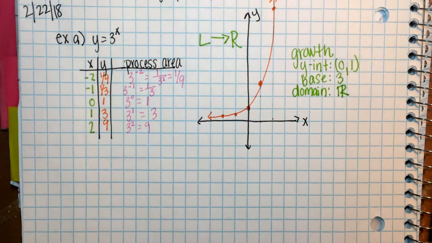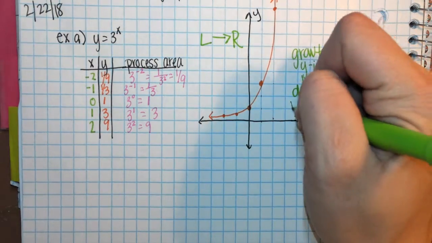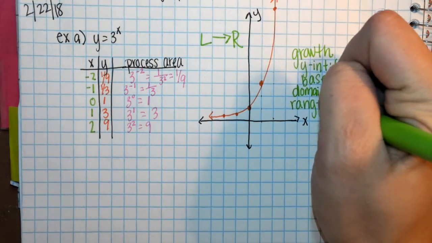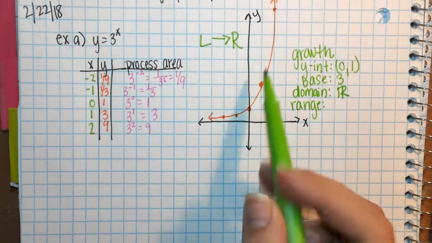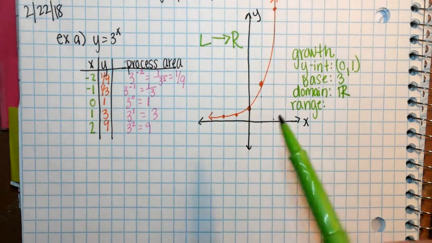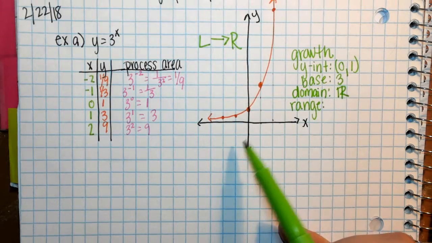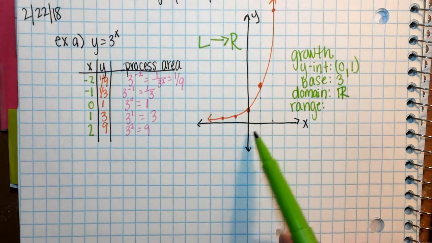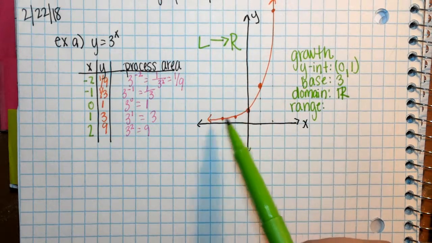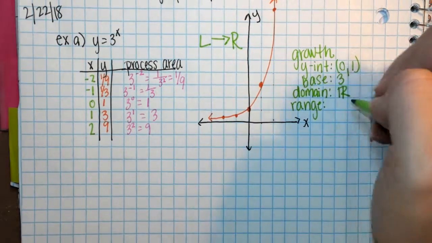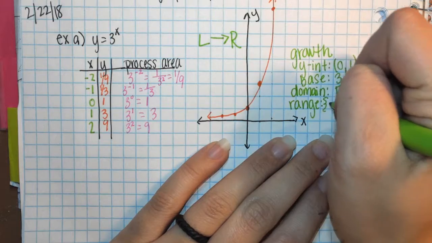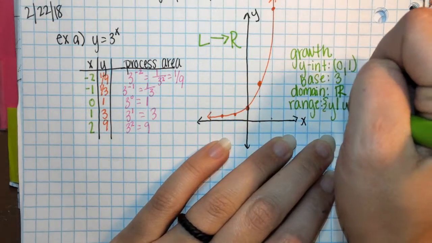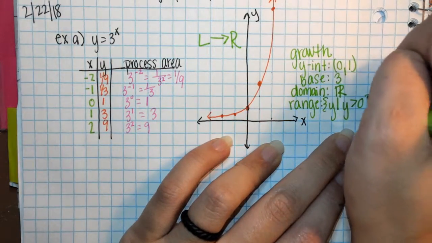Now, your range is a little trickier. Your range are the y values. We're going to get all kinds of y values out except for negative numbers on this one, and 0. It's never going to go below that x-axis, and it's never going to hit it. So your range, you write it like this, and it's really fancy: y when y is greater than 0.